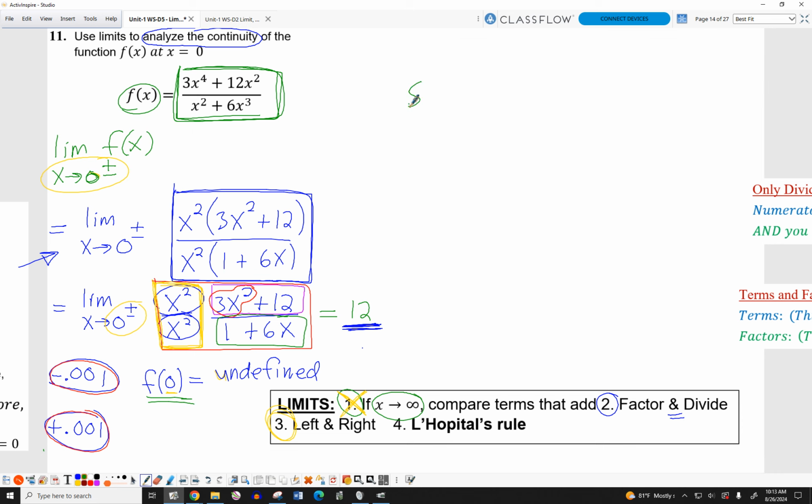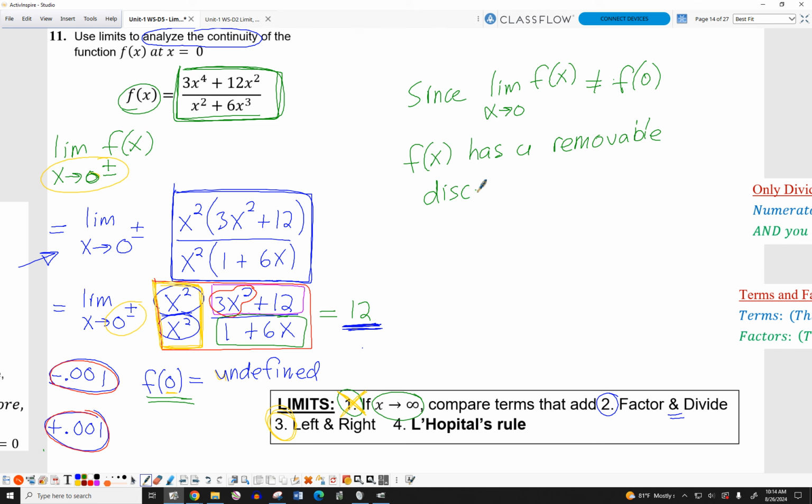So you say, since the limit as x approaches 0 for the function f is not the same as the function's value at 0, the function has a removable discontinuity at an x-coordinate of 0.